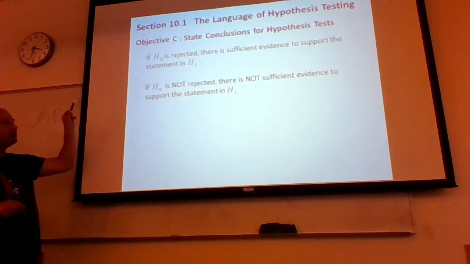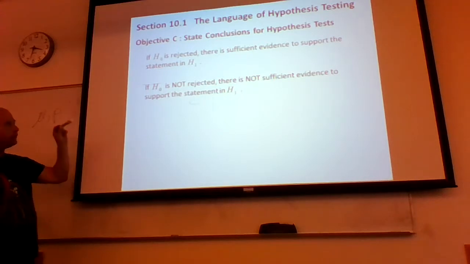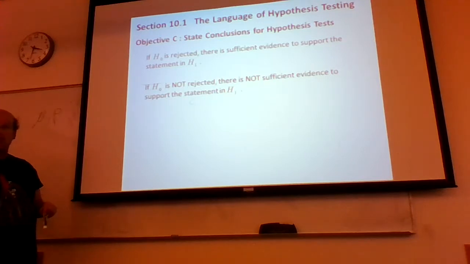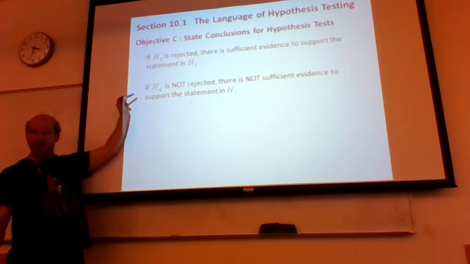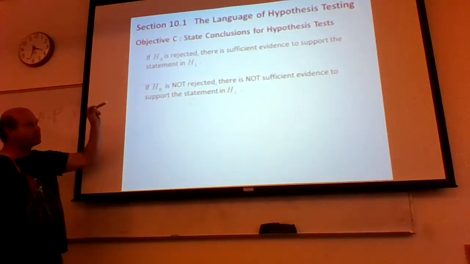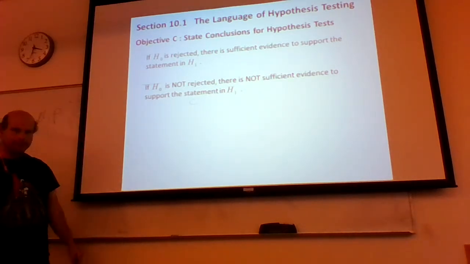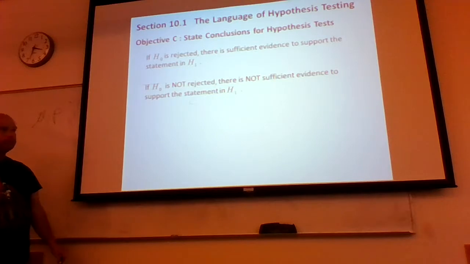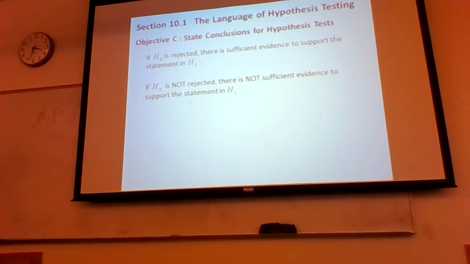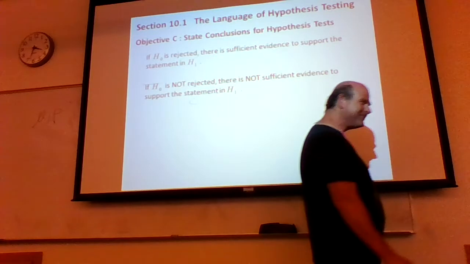So either you reject the null hypothesis and you say there is evidence to support the claim, or you do not reject the null hypothesis, or fail to reject the null hypothesis. That's another way to say it. And then you'd say there is not sufficient evidence to support the statement in the alternative. Does that make sense? So you never say accept the null. Never, ever, ever.